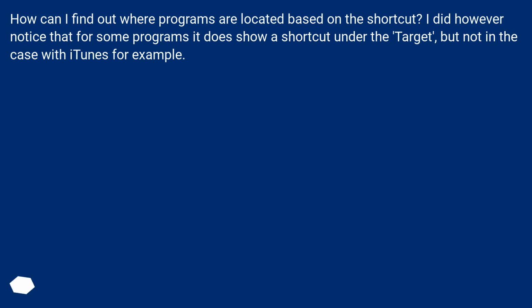How can I find out where programs are located based on the shortcut? I did however notice that for some programs it does show a shortcut under the target, but not in the case with iTunes for example.